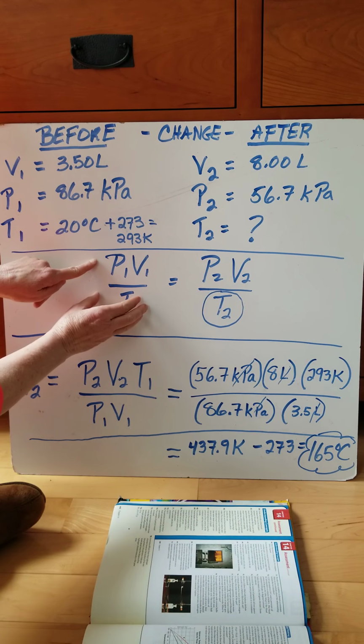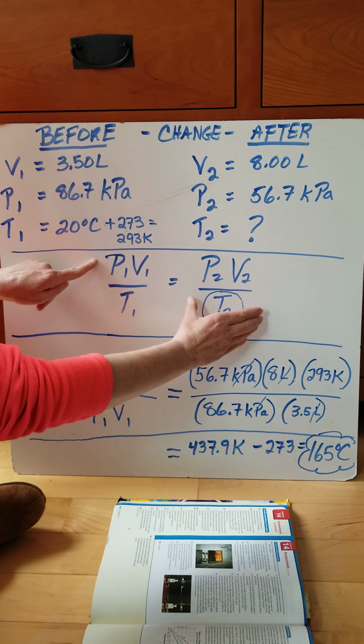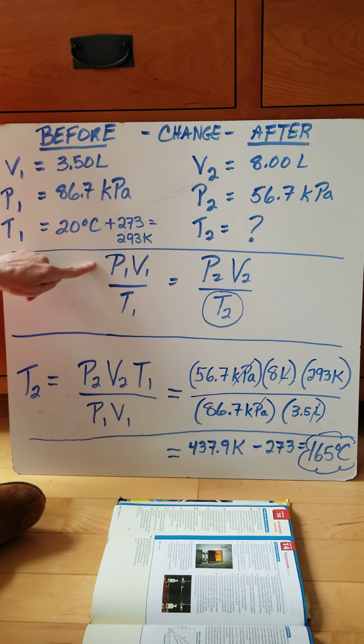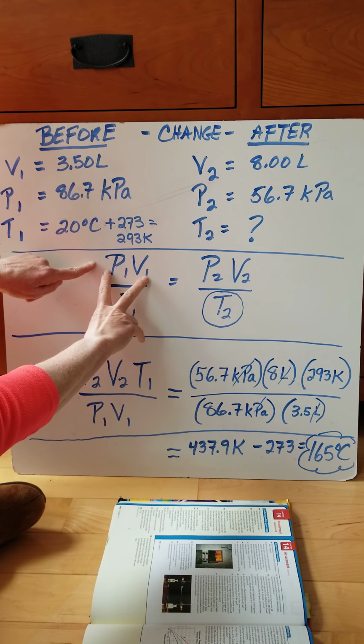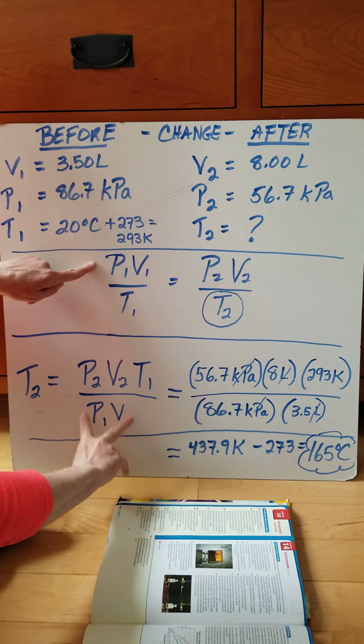I can't move it straight across, and I can't move it up to the top here. It has to be diagonally across the equal sign. That's the exact same thing as multiplying both sides by something or dividing both sides by something. So we're going to take our P1, V1 and move them down below, like so.